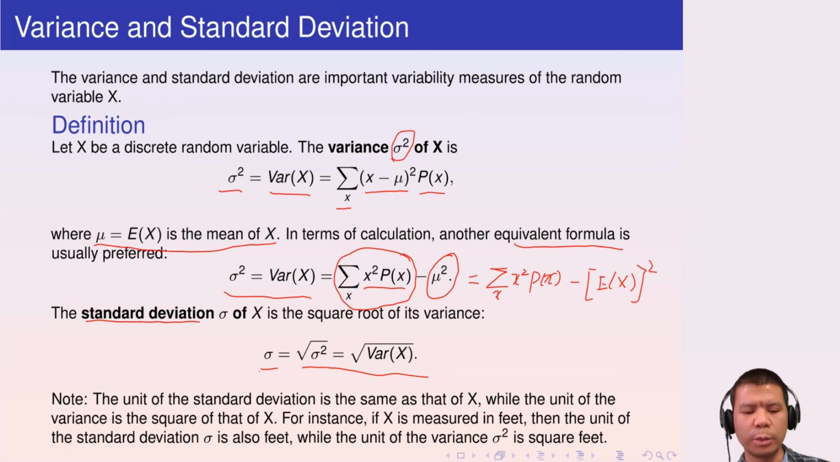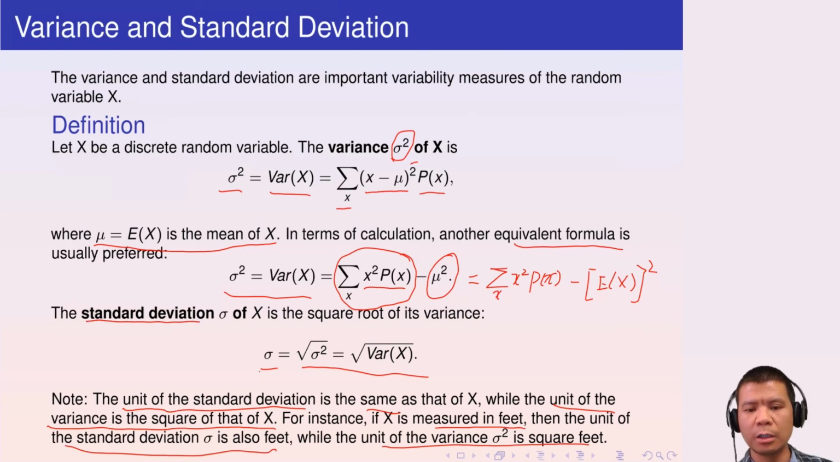Now, one thing you have to be careful about is the unit. The unit of the standard deviation is the same as the random variable, while the unit of the variance is the square of the random variable. For instance, if x is measured in feet, then the standard deviation is also in feet, but the variance is going to be in square feet, because as you can see, we are taking squares here.